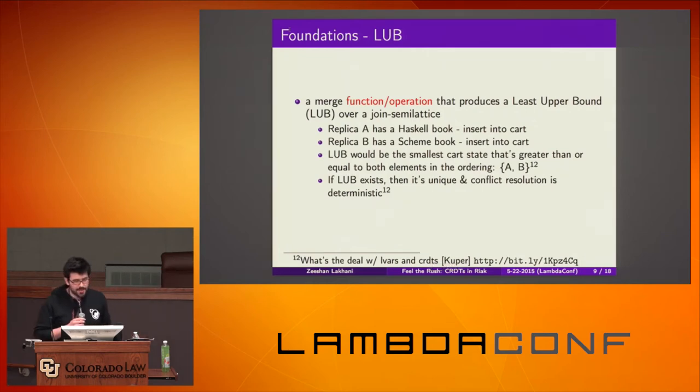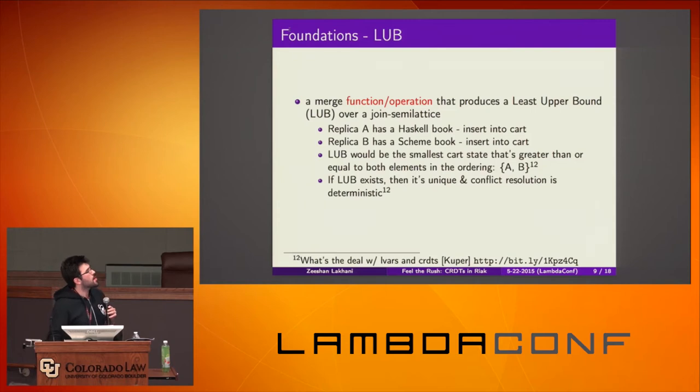So we say we have this merge operation. For example, if replica A has a Haskell book put into my cart, and replica B has a Scheme book I put into my cart, the least upper bound would be that set of A and B. That's what they would merge. They're different states, and then we merge them together. Now, if you're merging Haskell and Scheme books together, well, you must love functional programming, I guess.